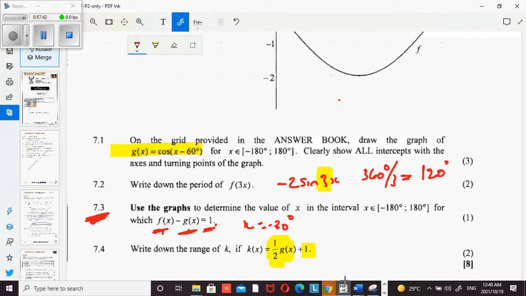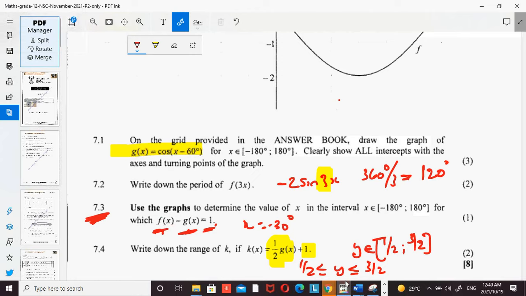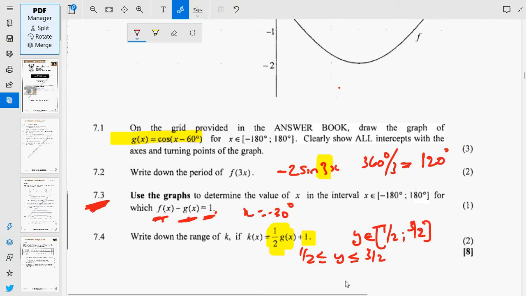Okay, so the range you are looking for, sorry, this is an exam review, so I'm not explaining everything in detail. The answer you are looking for is y is an element of half to 3/2. So your range is in this interval, or you can say y is between half and 3/2. Okay, so that wasn't very bad. So let's move on to the next question.